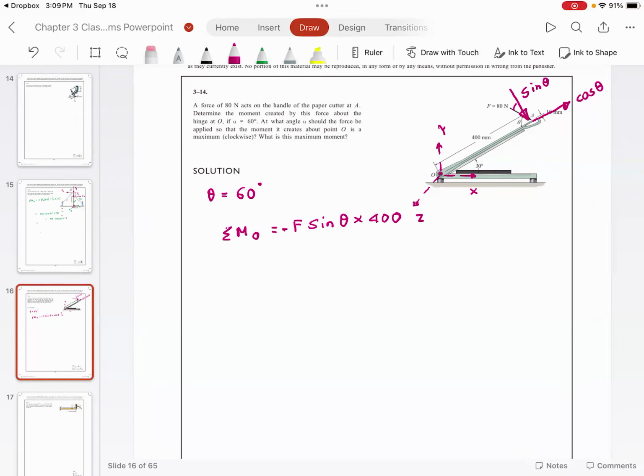Now, next question is something very interesting. Next question he is asking, find out at what value of theta the moment is maximum. Tell me without solving the problem, what should be the value of theta for the moment.